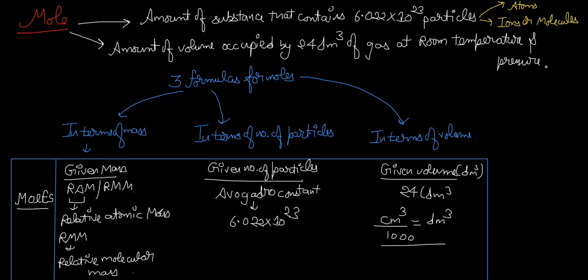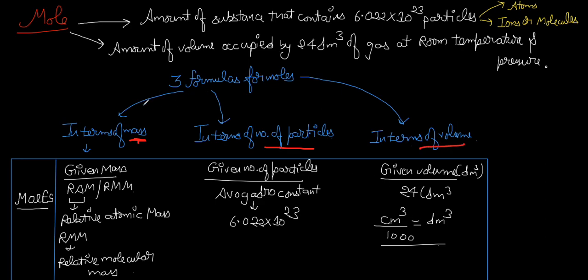Then there is another definition for moles in terms of volume, which says that 1 mole is equal to the volume occupied by 24 dm cube of gas at room temperature and pressure. So this is our other definition of moles. Now that we are clear what a mole is, I've given you two definitions. Then comes the calculation part: how do you calculate moles if mass is given? If number of particles is given? If volume is given?